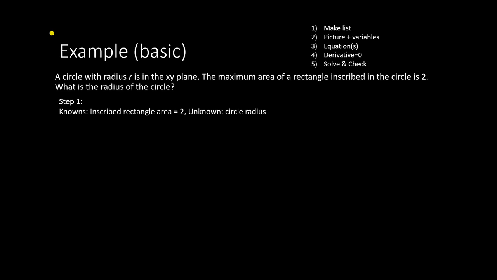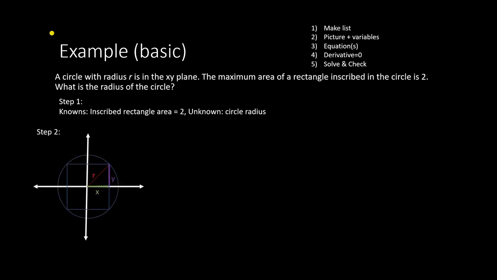Now let's draw a picture. The area of this rectangle is its width times its height. The width is 2x, and the length is 2y. So the area is 2x times 2y, or 4xy. Now we're talking about the maximum of the rectangle, so we want to take the derivative of this equation. So we want it to be in terms of one variable.